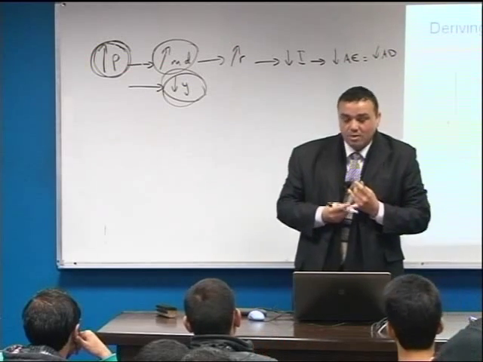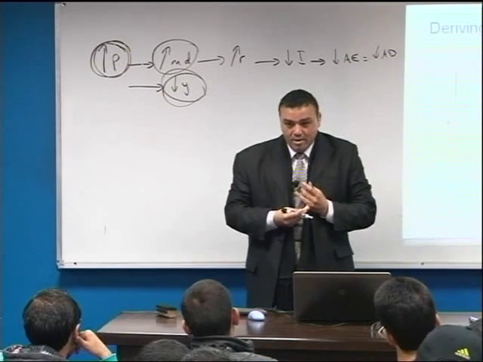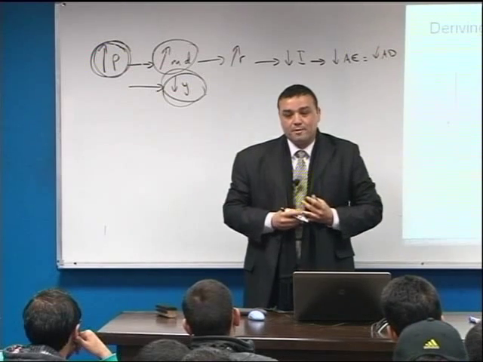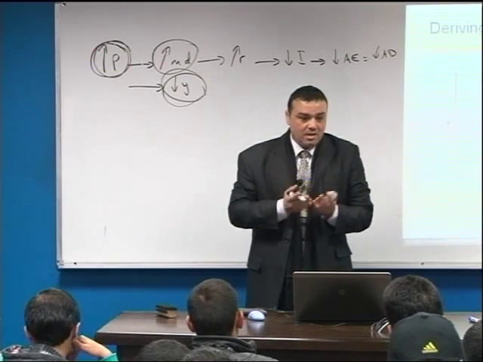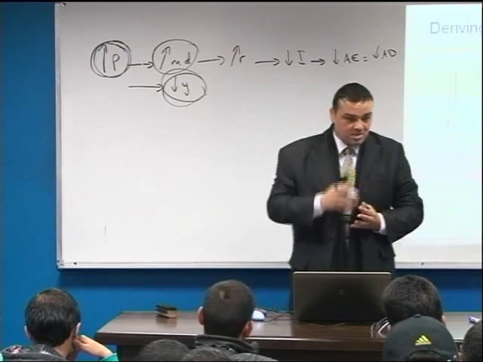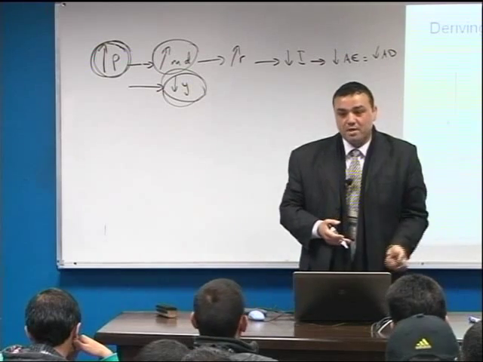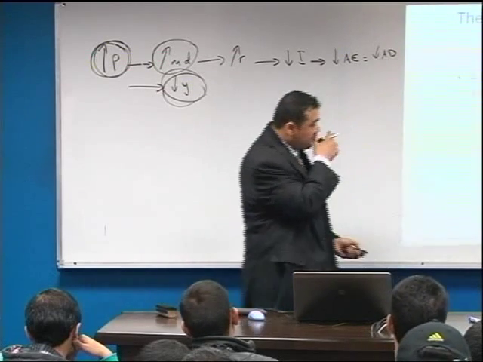Exactly. Why? The aggregate output and what? Equilibrium points in both markets, the goods and services market and the money market, right? Okay.